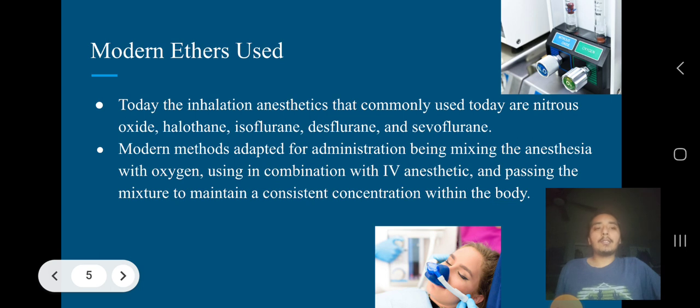Most of these anesthetics are liquid at room temperature, so they must be vaporized and mixed with oxygen before they can be administered. The gas mixture is passed to the patient's system by reusing the exhaled gas to maintain a consistent concentration in the body, where it travels from the lungs and into the bloodstream. Inhalation anesthetics are also commonly used in combination with other IV anesthetic agents.